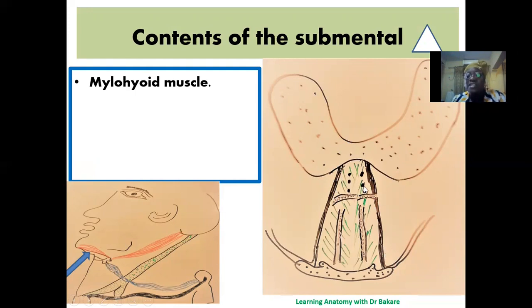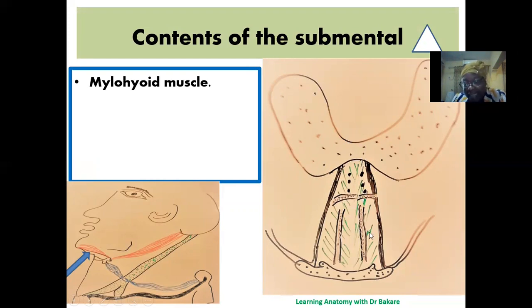We have one on the right and one on the left. We've said that the submental triangle is an unpaired type of triangle. So we just have one triangular space below the chin. So this is the configuration, and the content include the mylohyoid muscle. The mylohyoid muscle is a muscle that extends from the mandible down to the hyoid bone.